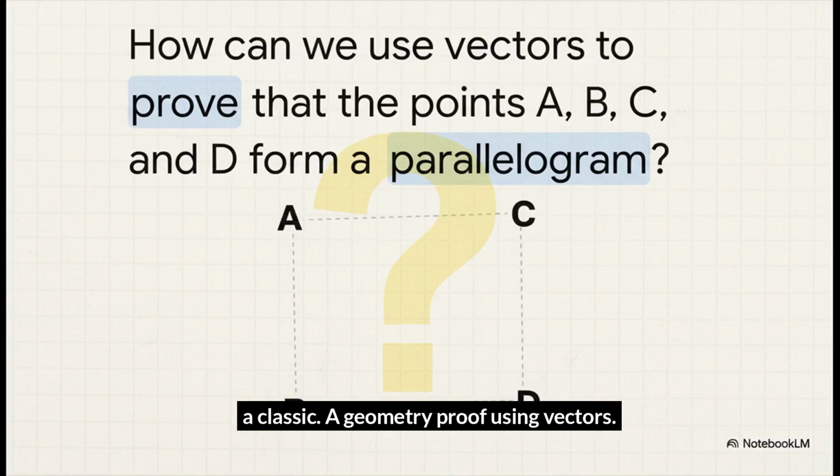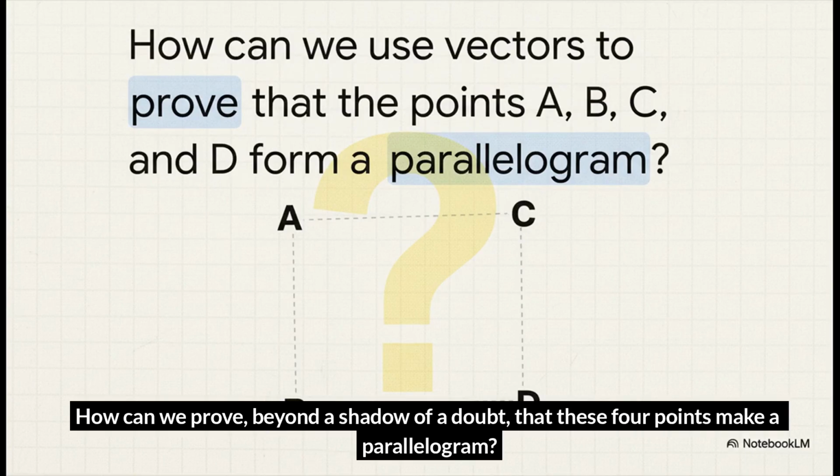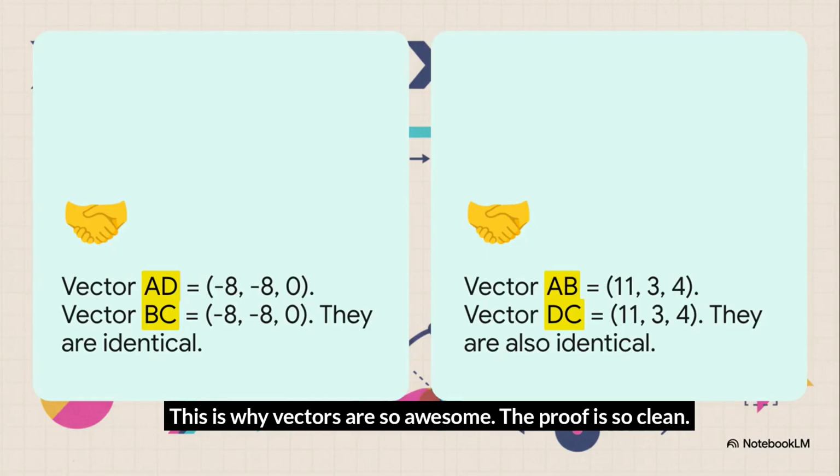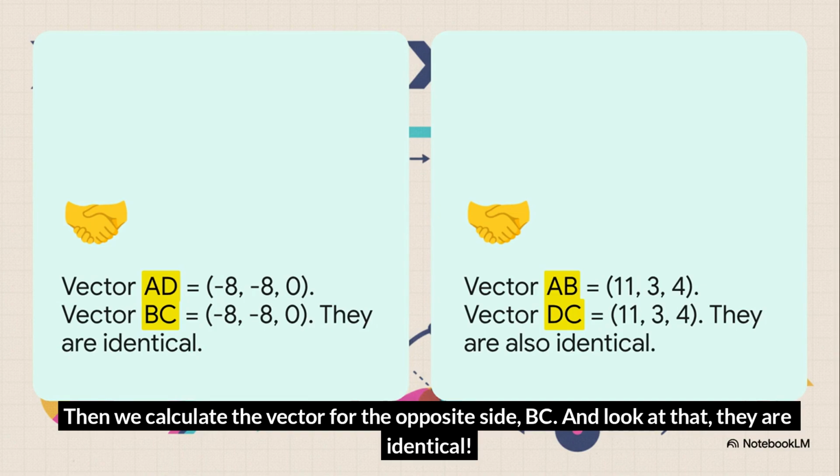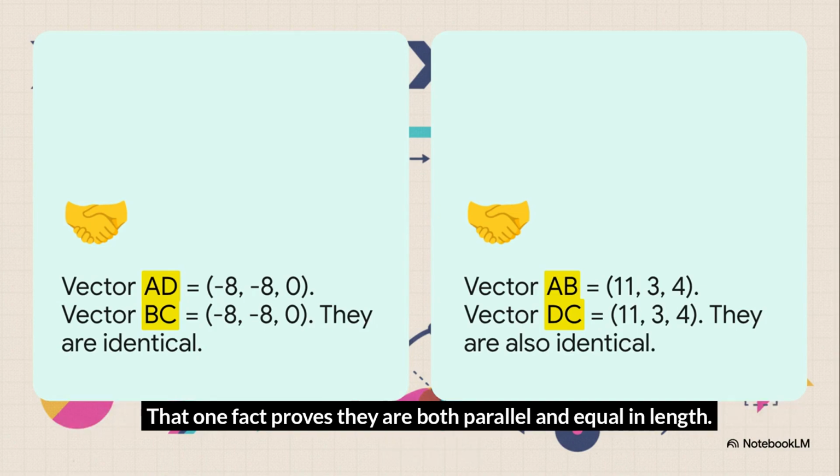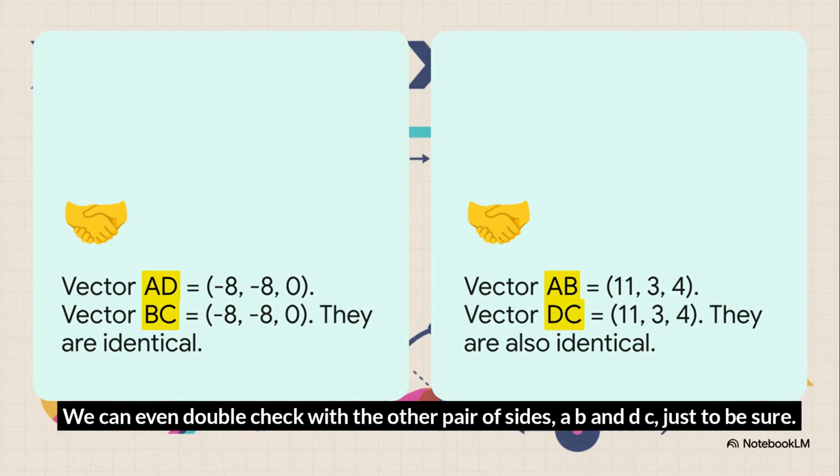A classic. A geometry proof using vectors. How can we prove, beyond a shadow of a doubt, that these 4 points make a parallelogram? This is why vectors are so awesome. The proof is so clean. We just calculate the vector for one side, let's say AD. Then we calculate the vector for the opposite side, BC. And look at that, they are identical. That one fact proves they are both parallel and equal in length. We can even double check with the other pair of sides, AB and DC, just to be sure.